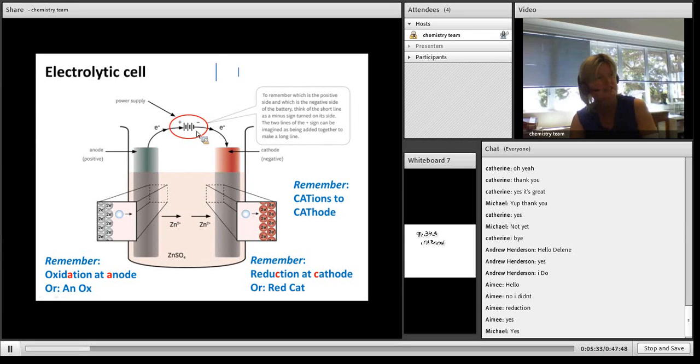So if you get given a cell diagram or a diagram of a battery, then that is one way to remember what is negative and what is positive. This is actually a cell because it's only got one cathode and one anode in it, but we tend to call it a battery just in the English language. So the long line is the positive end, the short line is the negative end. Any questions on the layout of an electrochemical cell?